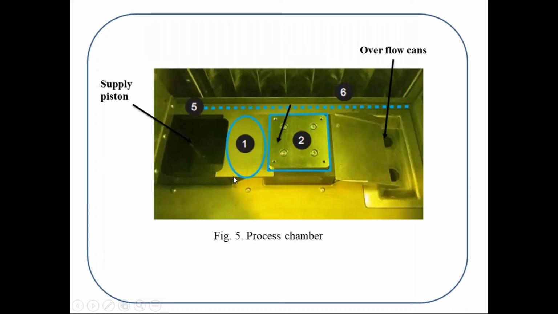And this is the inside of the process chamber. This is the supply piston. Here there is no powder, it is empty. This is the space between the centering piston and the supply piston. These are the overflow clamps. The unused powder can go to the overflow clamps.